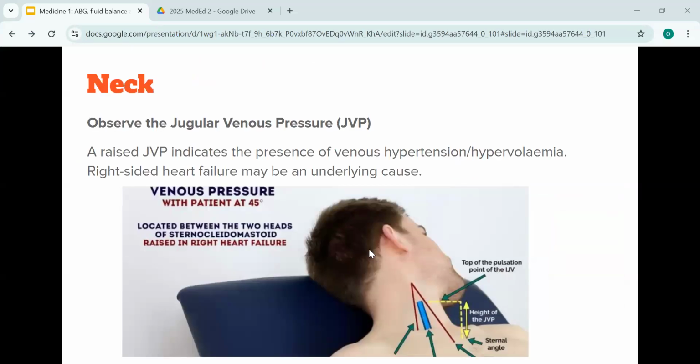You then want to look at the neck and observe the JVP. So the internal jugular vein runs between the medial end of the clavicle and the earlobe. Measure the JVP by assessing the vertical distance between the sternal angle and the top of the pulsation. And it should be less than 3 centimeters. I've never met an OSCE actor with a raised JVP. So just look confident in analysing it and you should be fine.